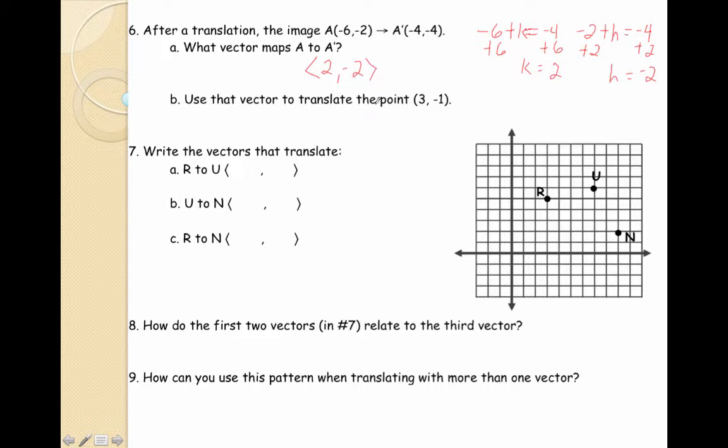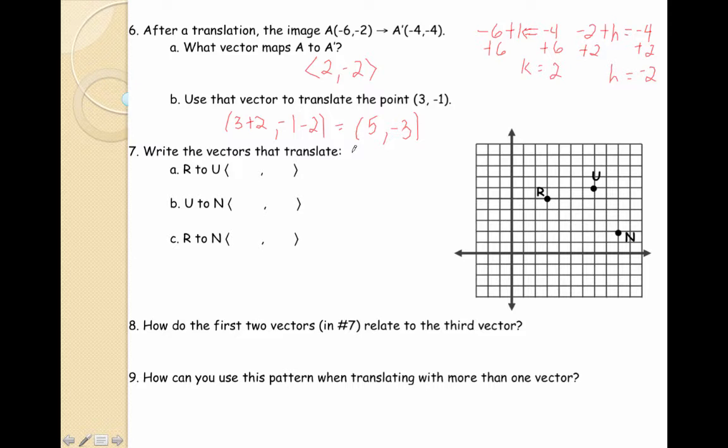If I use that vector to translate the point 3, negative 1, I get 3 plus 2, negative 1 minus 2, which is 5, negative 3.